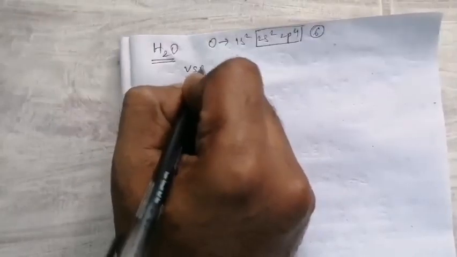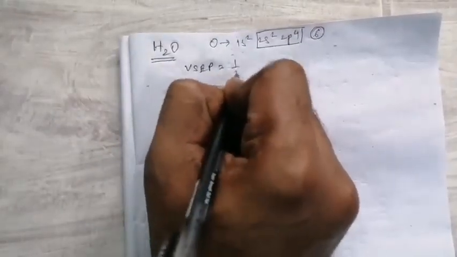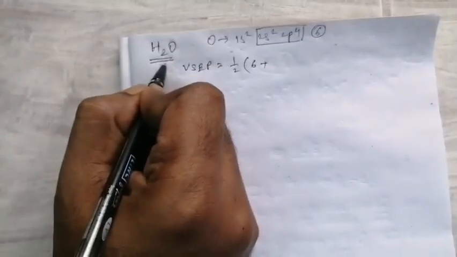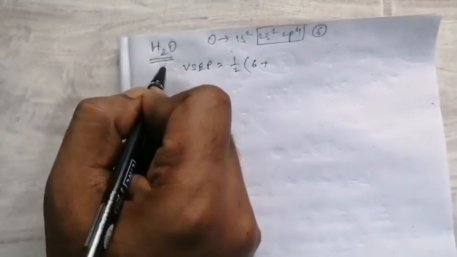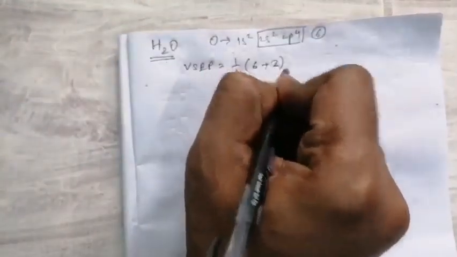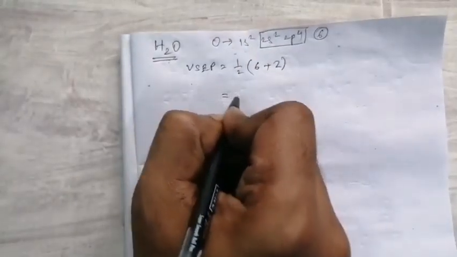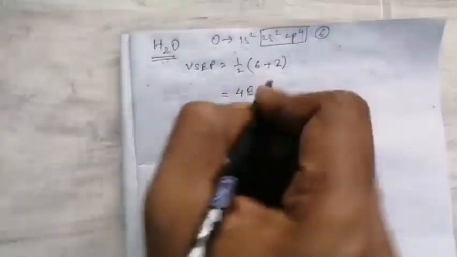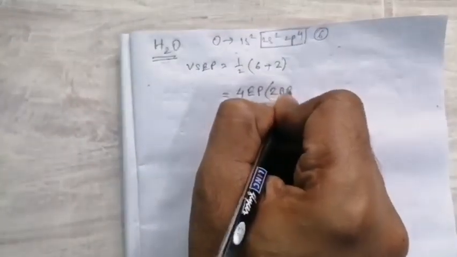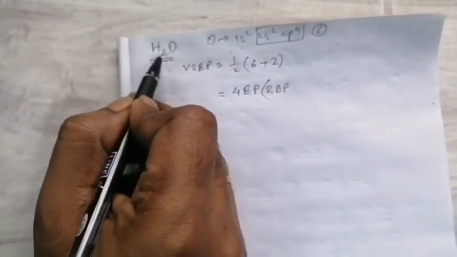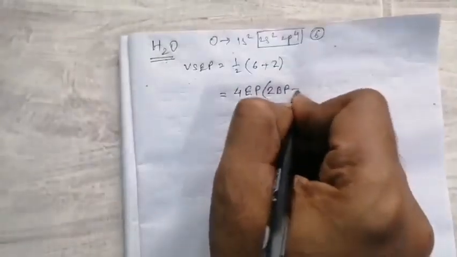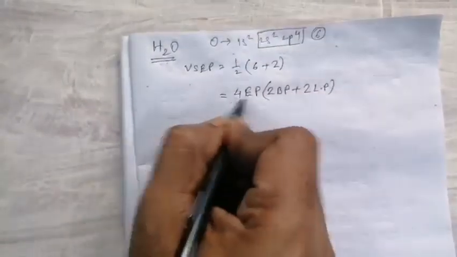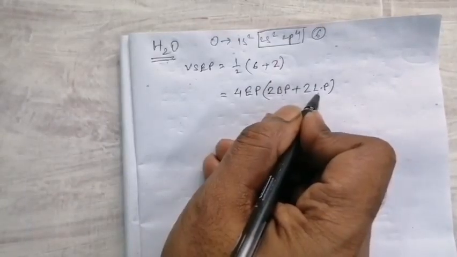Now calculate the VSEPR number. It is equal to half of 6 plus how many hydrogens are bonded to oxygen? 2 hydrogens. So we'll add 2 since hydrogen is monovalent. So the number comes out to be 4 electron pairs. Now out of these 4 electron pairs, 2 are bond pairs. Why 2 are bond pairs? Because oxygen is forming 2 bonds with 2 hydrogen atoms, and the rest are lone pairs. Rest means it is 2 lone pairs. Out of 4, if 2 are bond pairs, then the other 2 will be lone pairs.